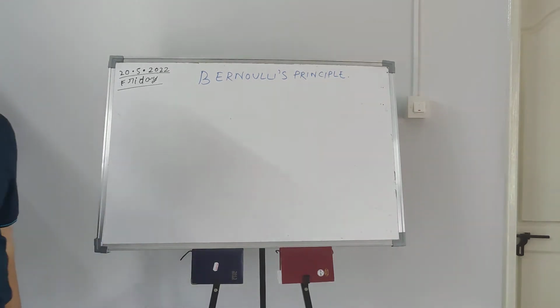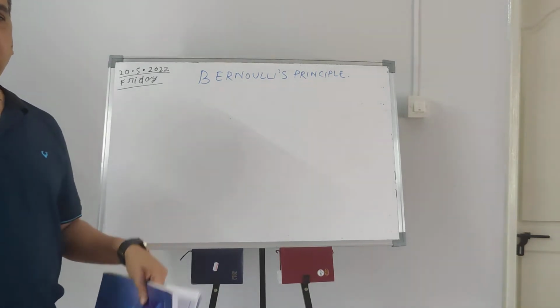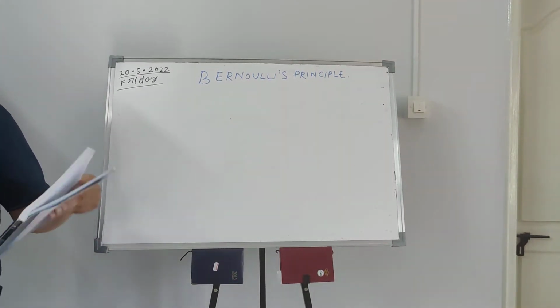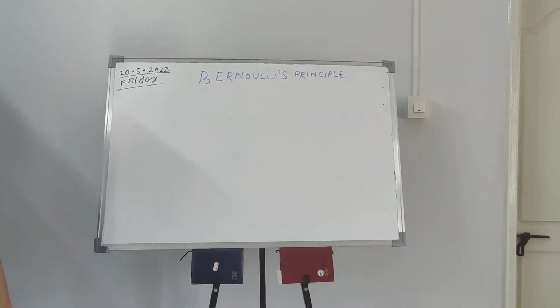Normally the aircraft weight will be acting downward. So how do we explain what is that thing which is lifting the aircraft, okay? That can be explained using Bernoulli's principle, okay? There are many other things which can be explained using equation of continuity and Bernoulli's principle.